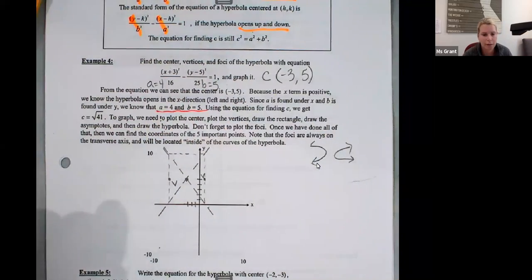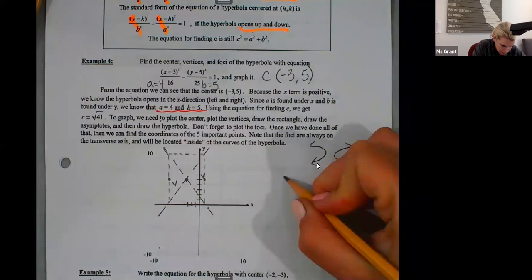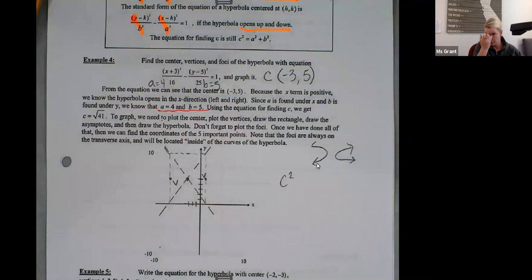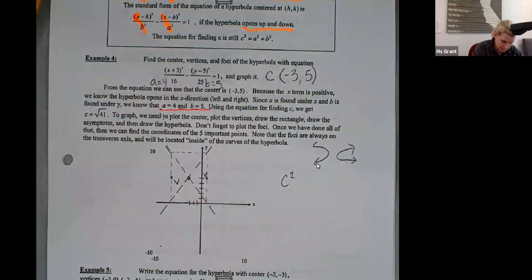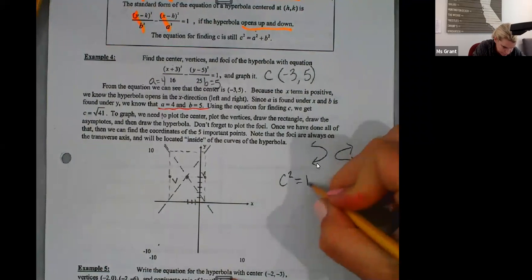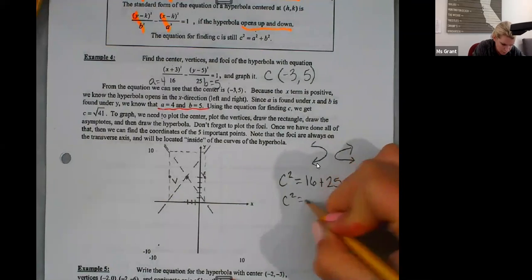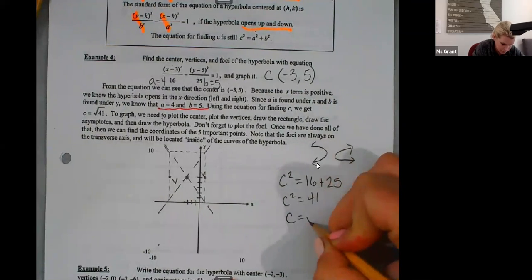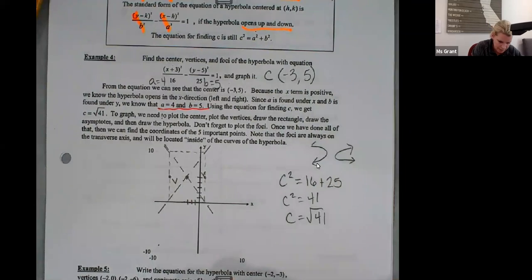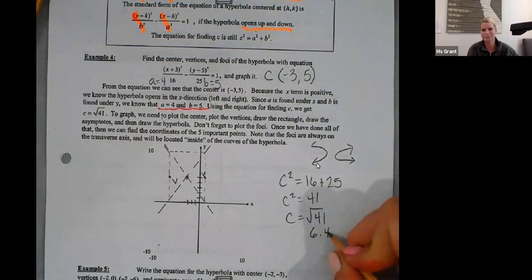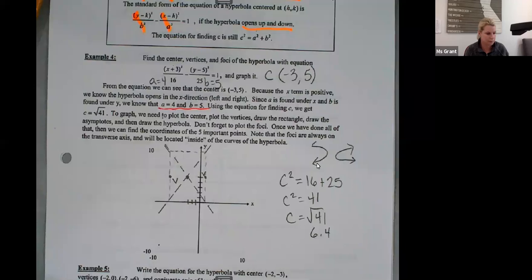Okay. The foci. So a squared is 16. C squared equals 41. C equals radical 41. That's about 6.4, approximately.